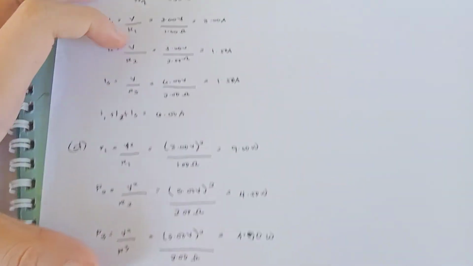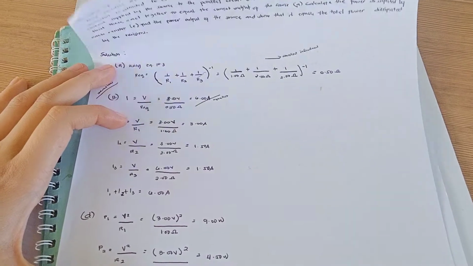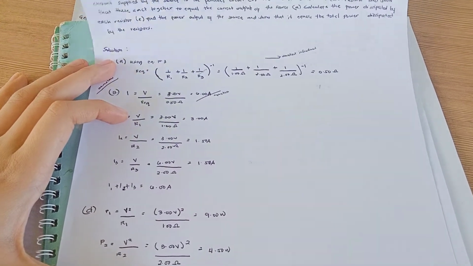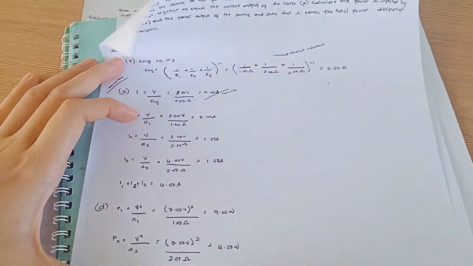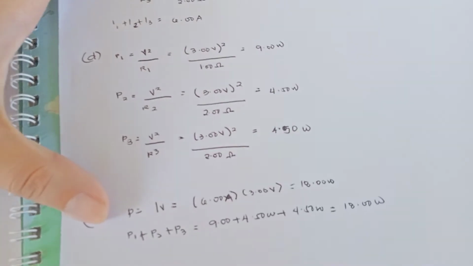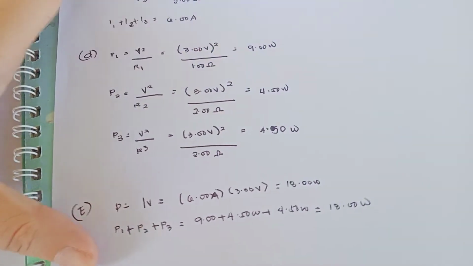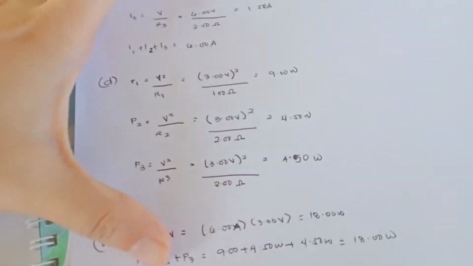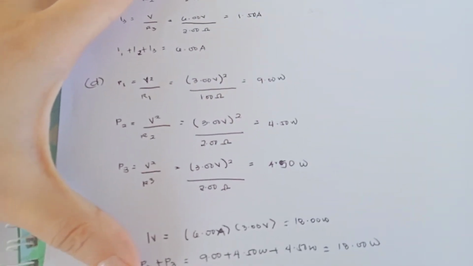And for letter D, what we are asked is to calculate the power dissipated. So we calculate the power dissipated by each resistor using this equation. P1 equals V squared over R1, where V is 3 and R1 is our resistor 1.